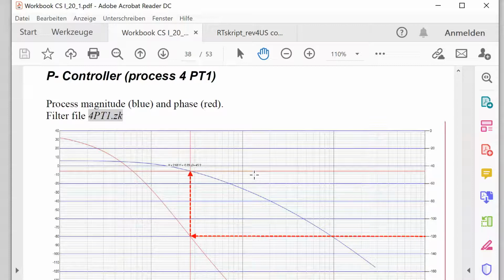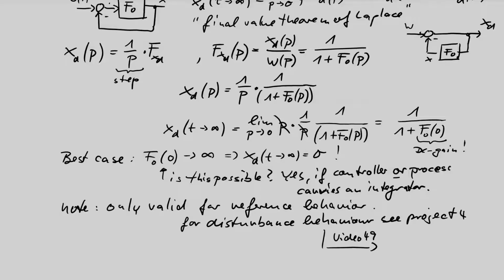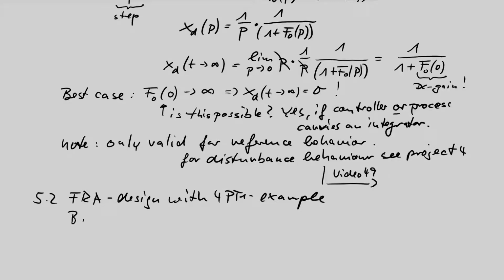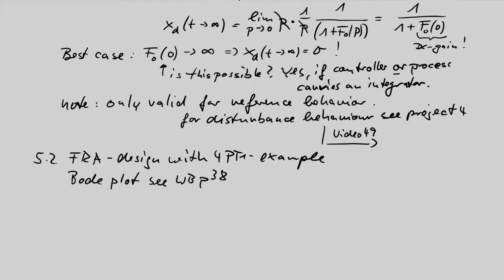Okay. Some notes in my writing. Chapter 5.2, FRA Design with my 4PT1 example. The Bode plot, you can see I have shown it, see workbook page 38. And what I want to do is start with the most simple controller, the P controller.